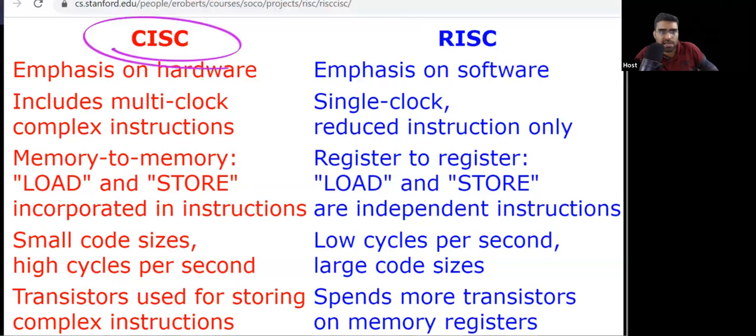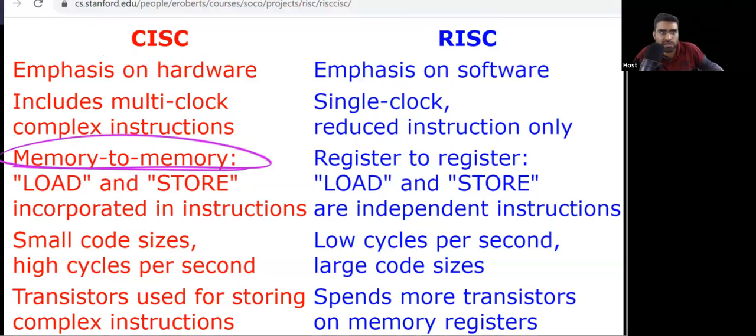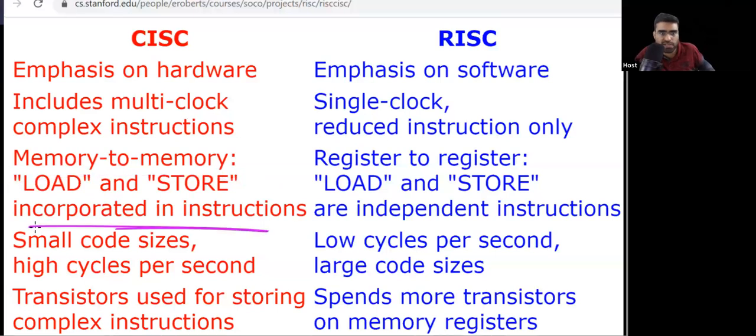You can see in the CISC, we use memory to memory instruction set. So the load and store are incorporated in the instructions. Similarly, in the RISC, we use register to register instruction set. So load and store are independent instructions. So all these points we have seen.